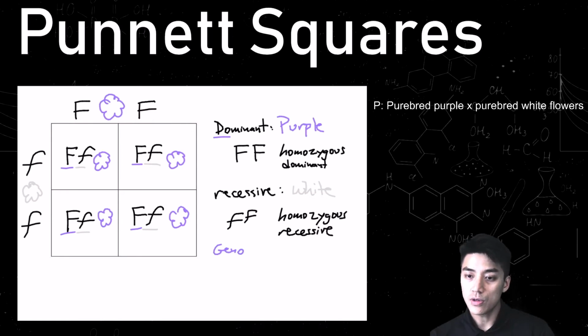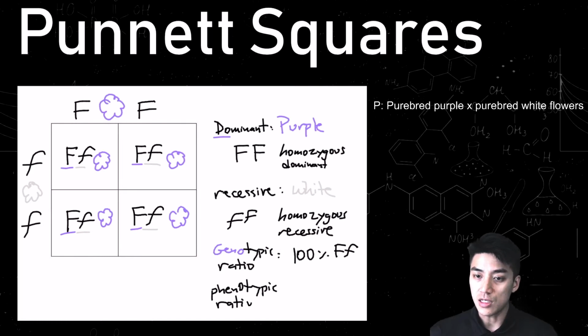So one thing to note is the genotypic ratio is what we actually see in the boxes. Like, what are the genes of the offspring? And it turns out 100% of them are big F, little f, so they are all heterozygous dominant for the purple trait. And phenotypically, so the phenotype is what you actually see. Okay, so the phenotype is the trait being expressed, and they are all 100% purple.